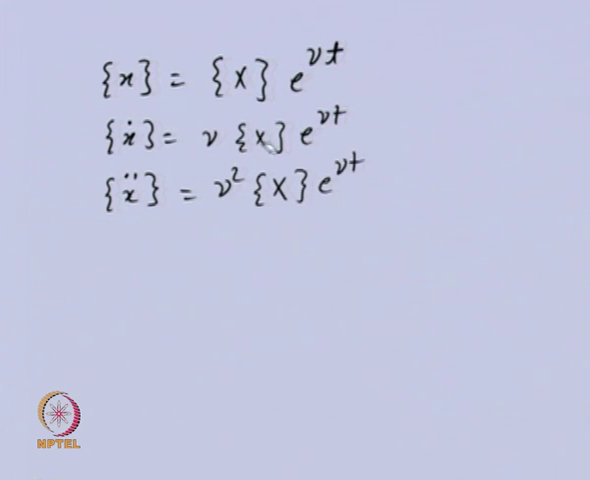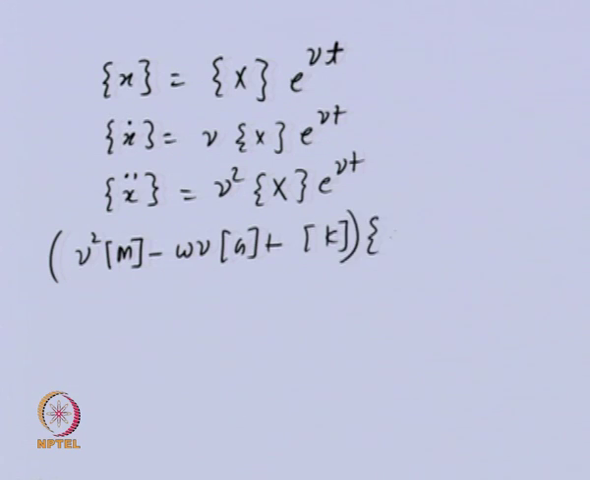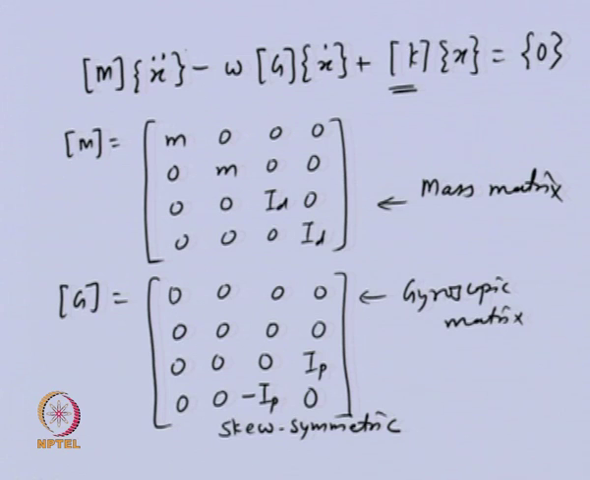Here these are the amplitudes, capital X, and these are small x. So these are not time dependent, but these are time dependent. If we substitute these equations in the equation of motion, we will get nu square m minus omega nu g plus k, x is common, capital X is equal to 0. This has come from the previous equation of motion after substituting the assumed solution.